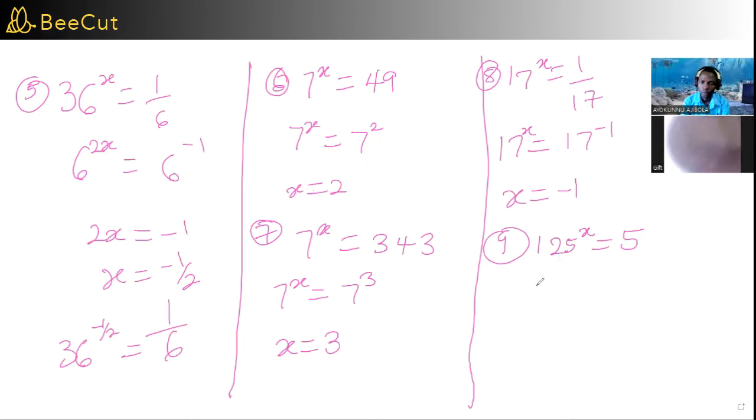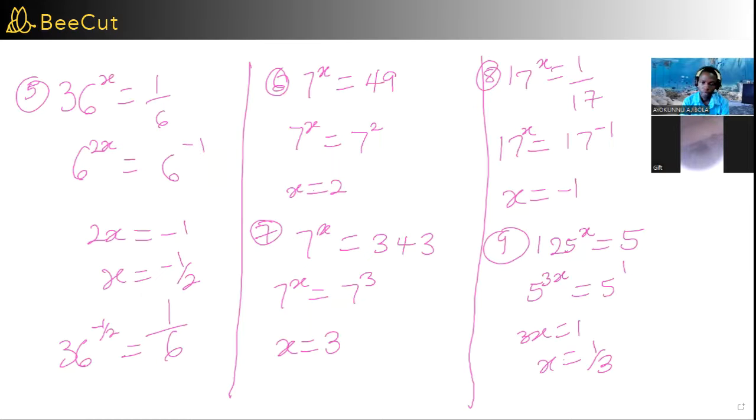We can say this is 5 raised to power 3x, since 5 raised to power 3 is 125, equals 5 raised to power 1. So if 5 is 5, then 3x times 1, then x equals 1 over 3.